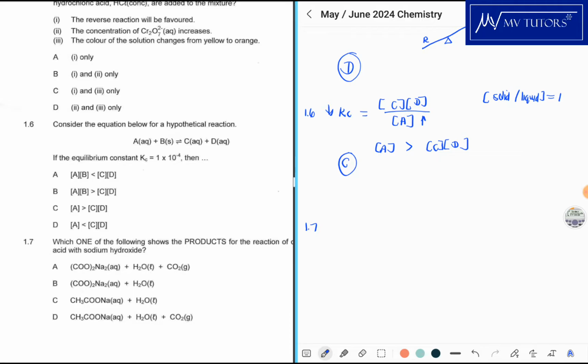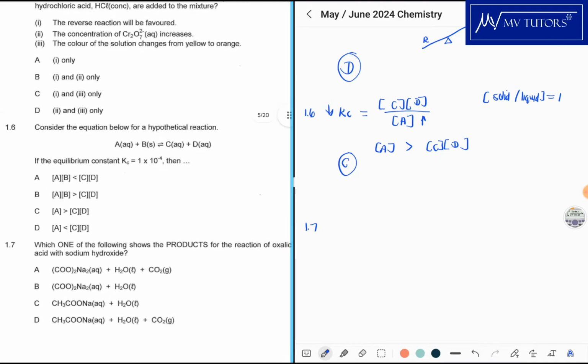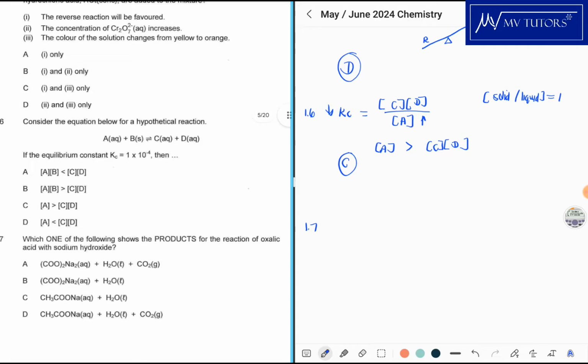Which one of the following shows the products for the reaction of oxalic acid with sodium hydroxide? Okay, so you have a weak acid. I do know how oxalic acid looks, but in the event that you don't know the formula for oxalic acid, just know that it is a weak acid. It doesn't feature like your hydrochloric or sulfuric or phosphoric acid.